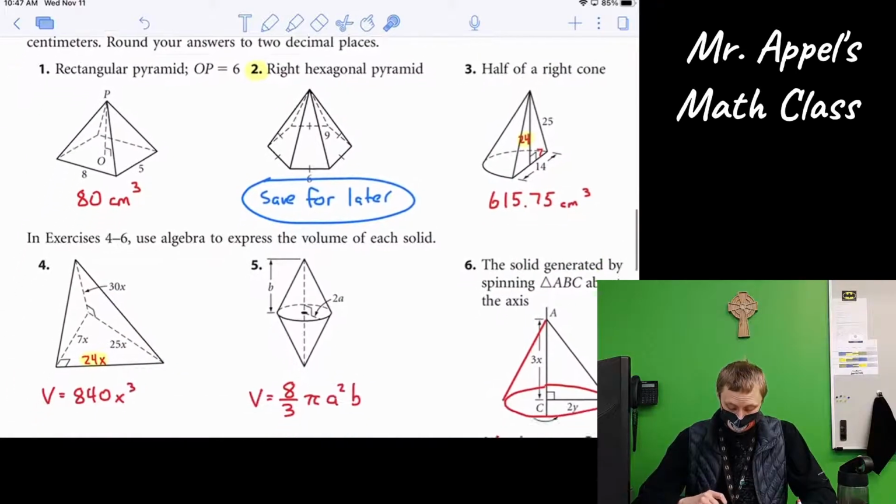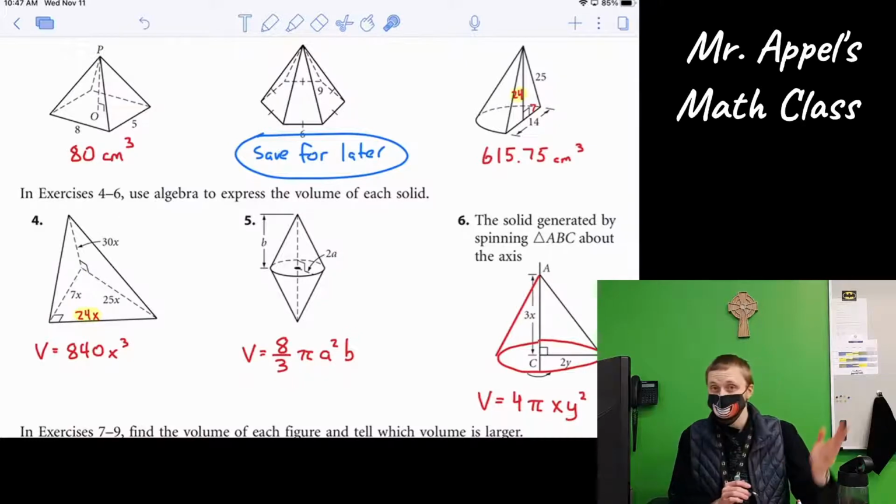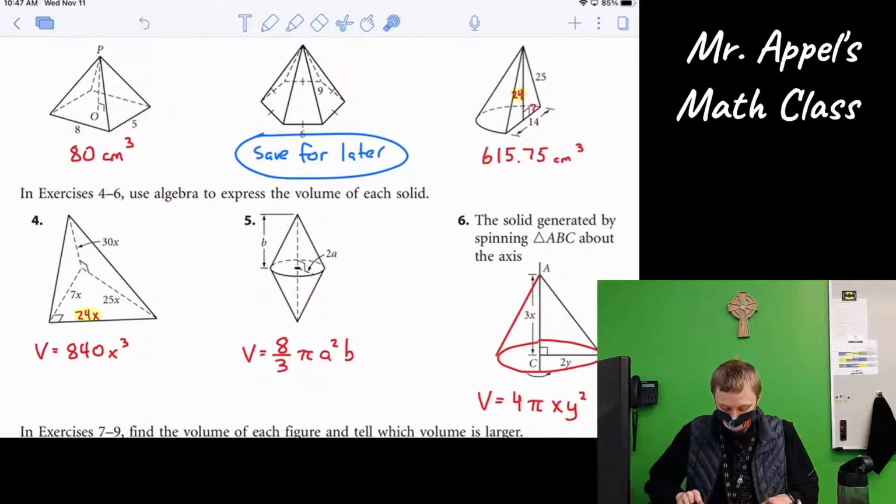Well, same thing with number 4. You need to multiply the perpendicular lengths here so you don't have this one. So don't use that 25. You need to actually get the 24 here and then multiply by the 30x, including your halves every time to get 840x cubed.